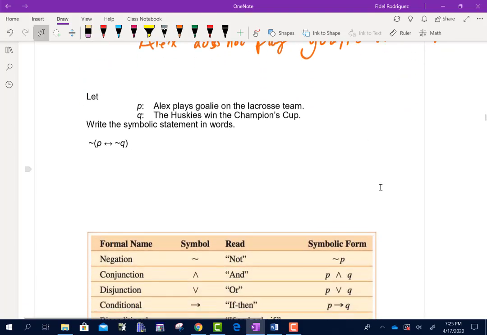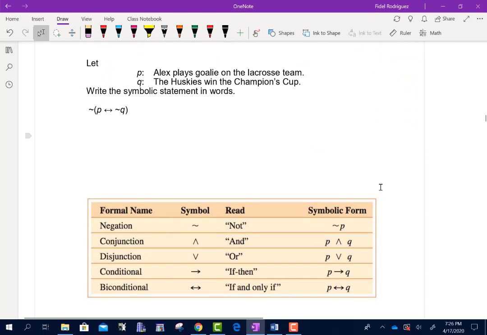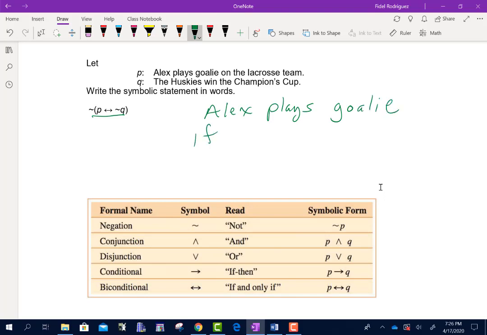And so let's go through the next one. Again, I'm going to try to do the same thing here. So remember, I'm going to do what's on the inside of the parentheses first. P. I'm going to give myself some space because you know we got that other piece in front. Alex plays goalie. Okay. If and only if. If it's not Q, it says the Huskies win the Champions Cup. So I'm going to say Huskies don't win.